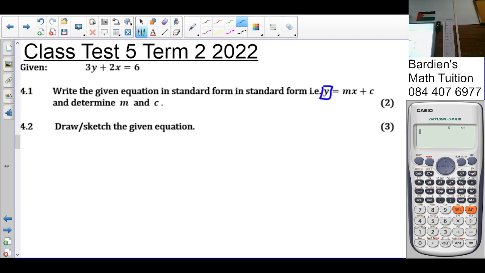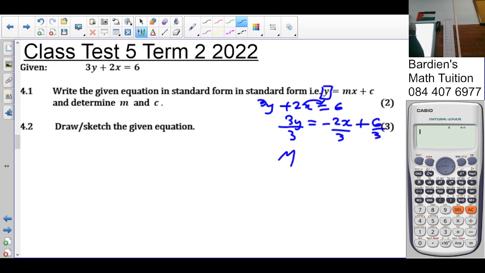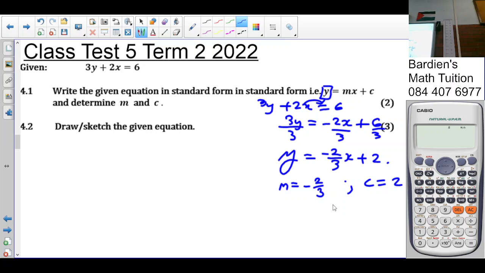Not so? So you've got 3y plus 2x is equal to 6. Take that over. So 3y is equal to minus 2x plus 6. Divide by 3. So y is equal to negative 2 over 3 x plus 2. What's my gradient? Minus 2 over 3. What's my c value? 2.